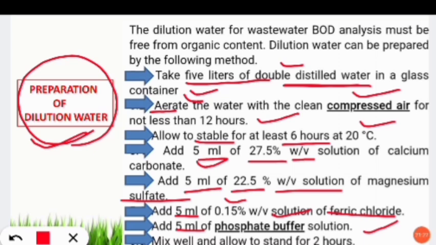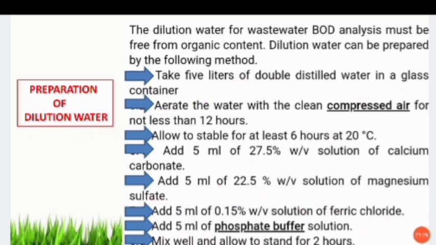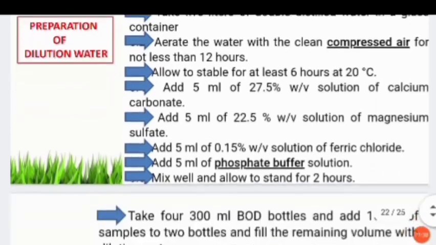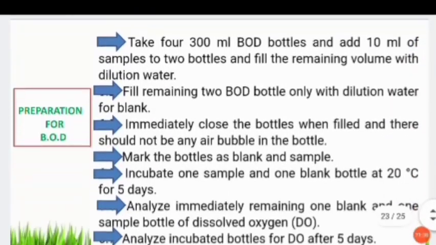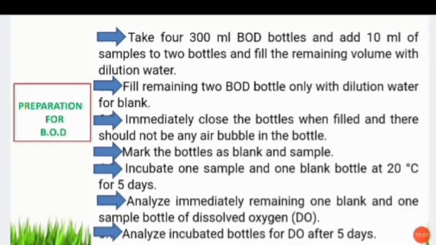So I will tell you why this dilution water is prepared. This does not contain any water collected from the waste site or our study site. This is water only, that is double distilled water. We'll see what the use of this water is. So this is the step for preparing BOD.